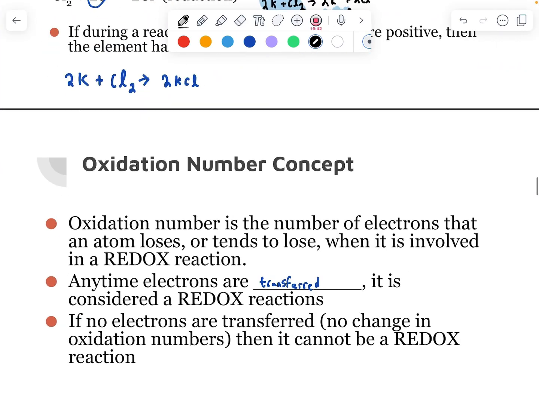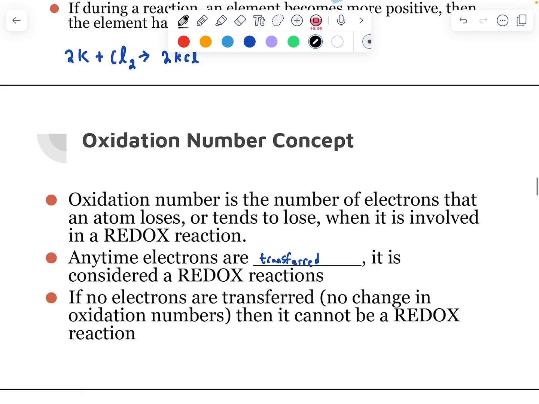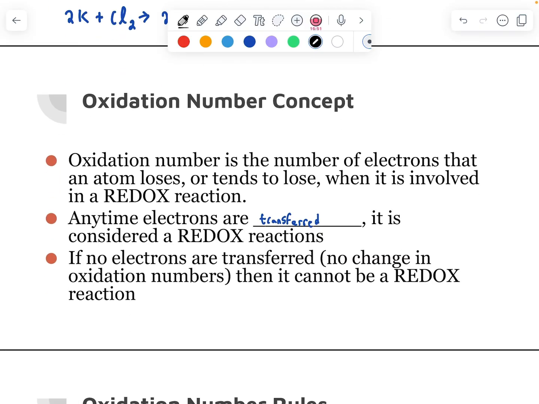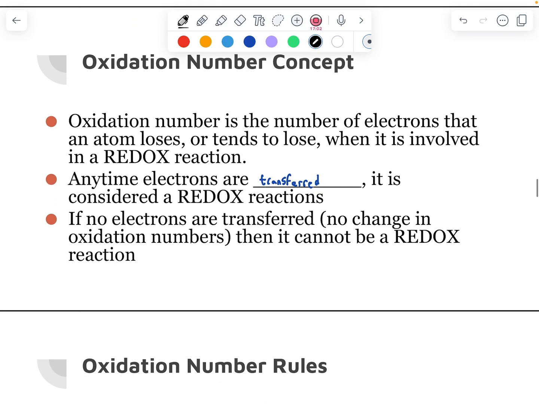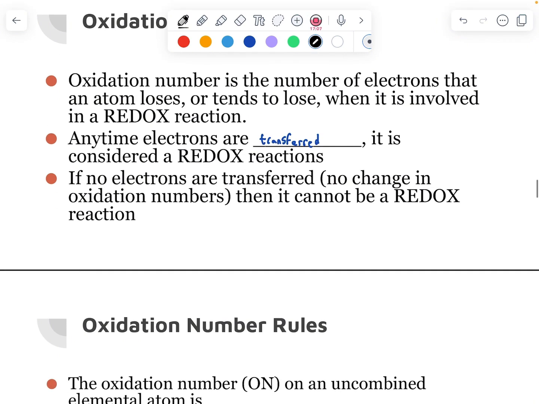So an oxidation number is the number of electrons that an atom loses or tends to lose when it is involved in a redox reaction. So we can have negative oxidation numbers, which would mean that it's actually reduced because it's gaining electrons or becoming more negative, and that's why we use the negative number. So anytime electrons are transferred, it is considered a redox reaction, and if no electrons are transferred, meaning there's no change in oxidation numbers, then it cannot be a redox reaction.